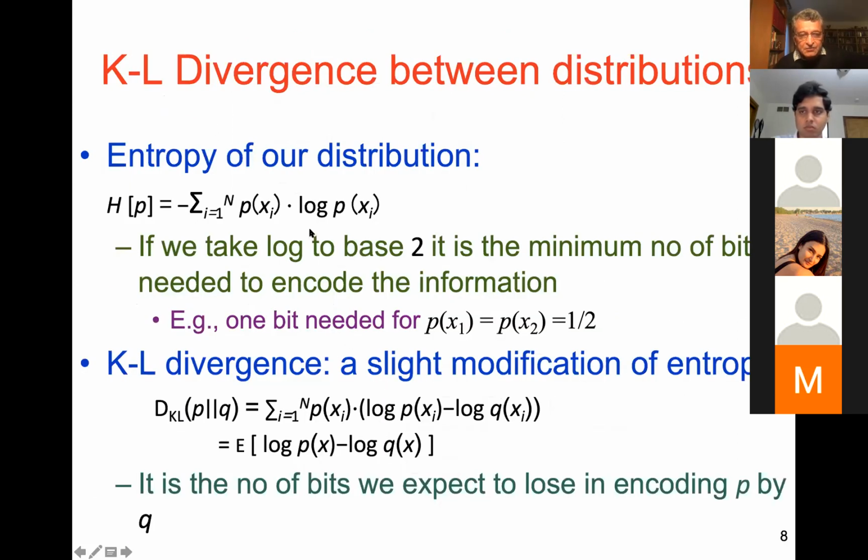So entropy is a functional. It takes a full distribution as input. P is a full distribution, with different values for different inputs. It's computed like this: P(xi) log P(xi). If you take this log to the base 2, it's the minimum number of bits needed to encode the information. So it relates to this fact: how much information are you getting when you know a value from the distribution?